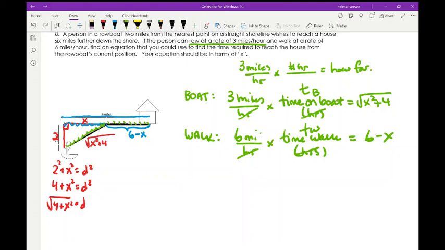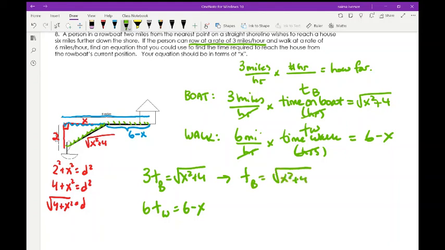So here's my two equations. I've got 3 times the time boating is equal to the square root of x squared plus 4, and 6 times the time walking is equal to 6 minus x. That means that the time boating would be the square root of x squared plus 4 all divided by 3, and the time walking would be 6 minus x all divided by 6.